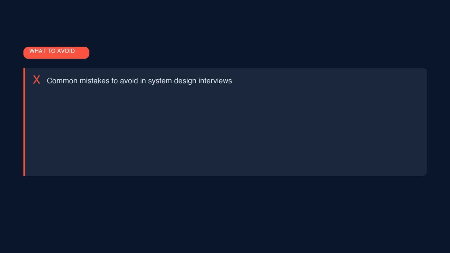Number 4, tunnel vision. Always mention alternatives and explain why you chose one over another. And finally, don't ignore non-functional requirements. Latency, availability, and consistency matter just as much as features.